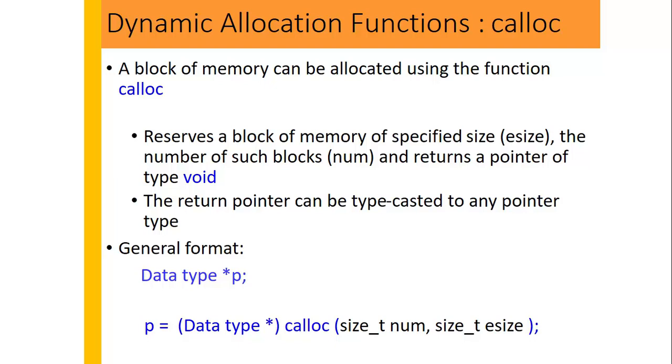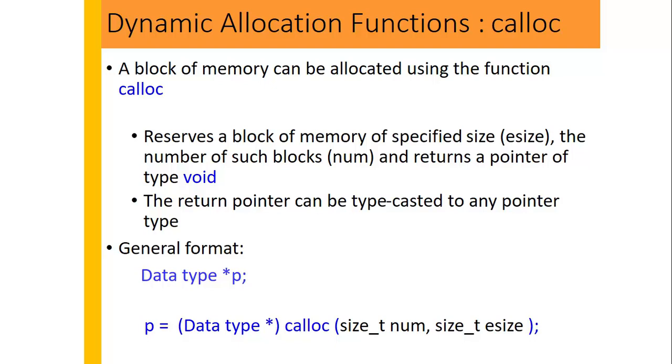Next function is calloc. Calloc also allocates memory like malloc. There is a slight difference, we'll come to that. A block of memory can be allocated using the function calloc, which reserves blocks of memory of specified size. For example, we write integer, size of int, size of float. Size of int is suppose 4 bytes, and the number of such blocks you want. Now this could be handy while we are dealing with advanced data structures like structures and all. Right? We'll come to that when we do structures. Right? Okay. So we want 4 bytes, and 100 such blocks we are looking for.